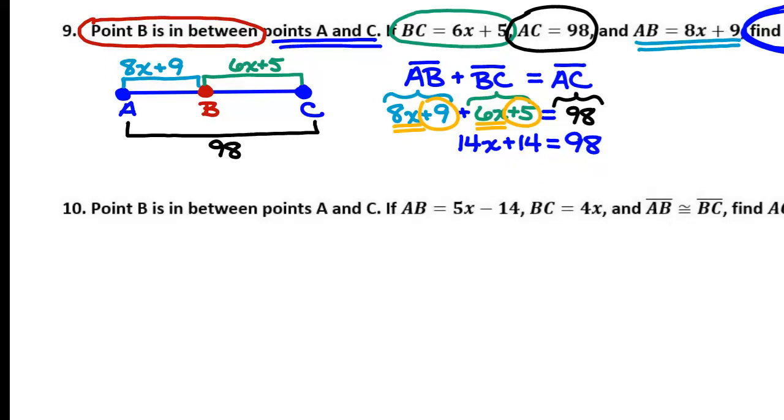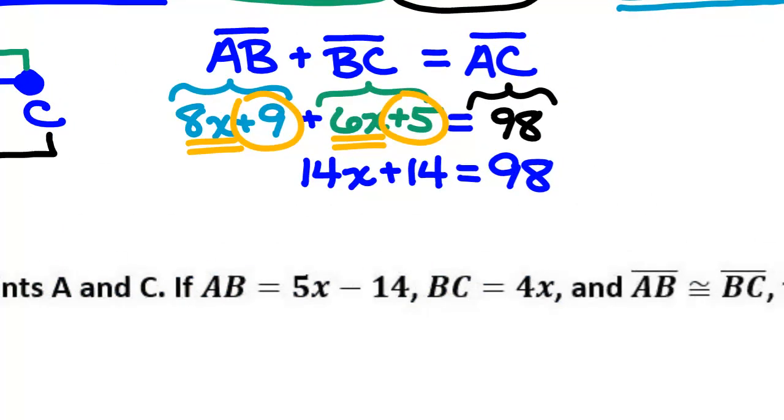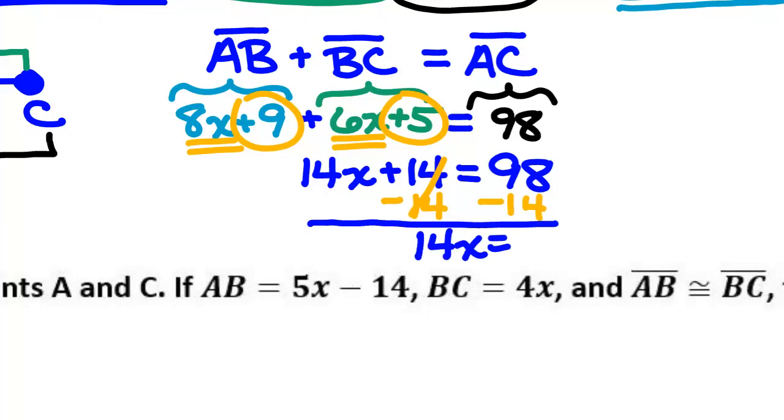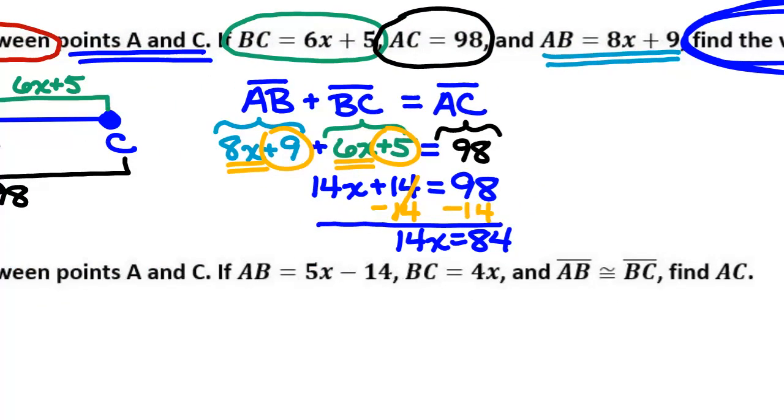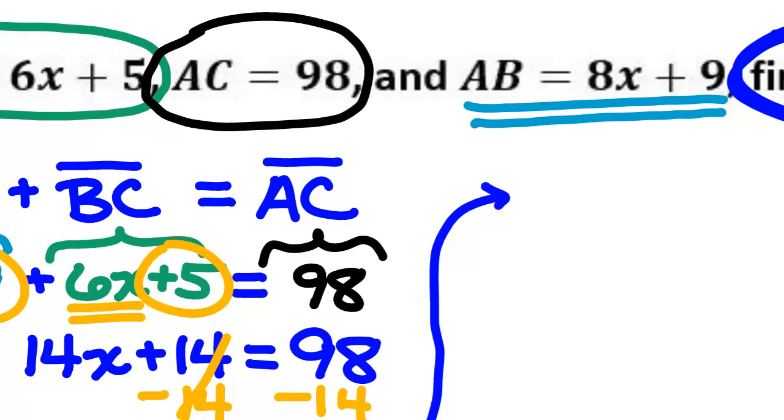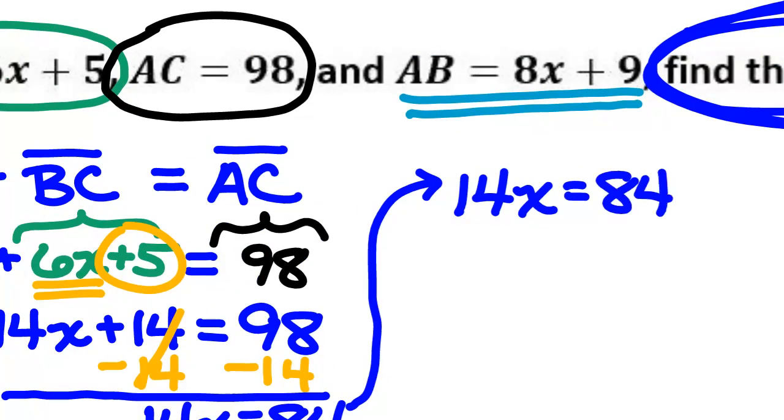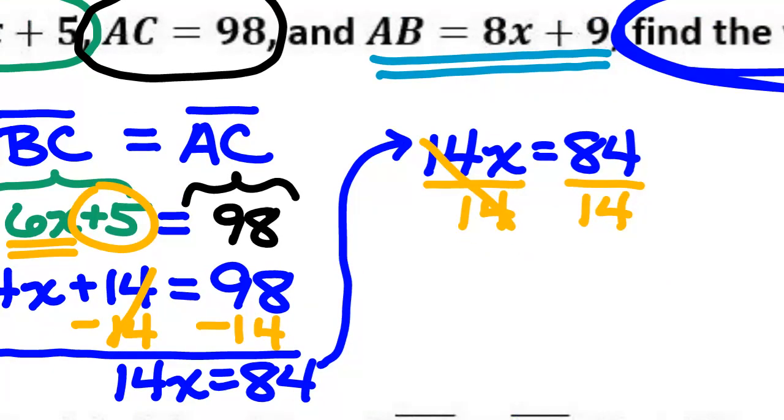All right. Walk me through what I do. What's my next step? Subtract 14 from both sides. So that gives me 14x equals what? 14x equals 84. Kind of ran out of room, so I got to bring my work around here. 14x equals 84. And then what? Divide both sides by 14. What is 84 divided by 14? 6. X equals 6. So we're done now, right?